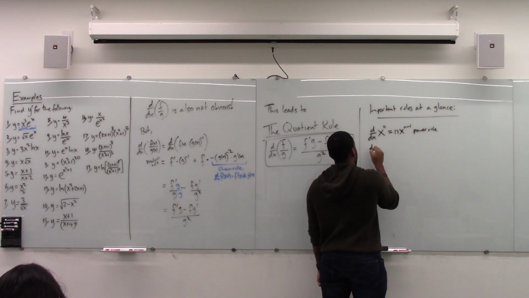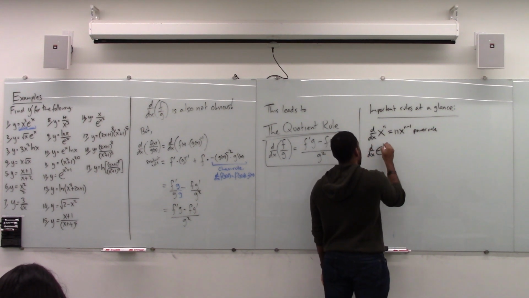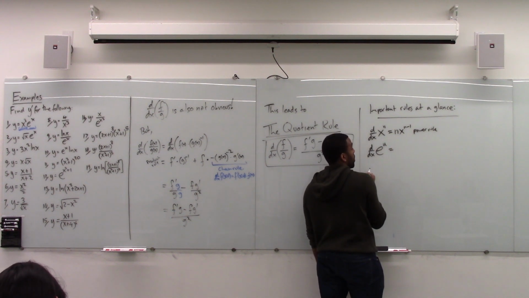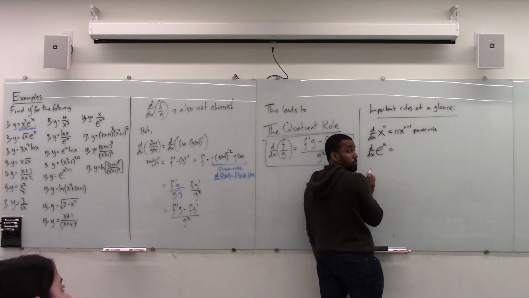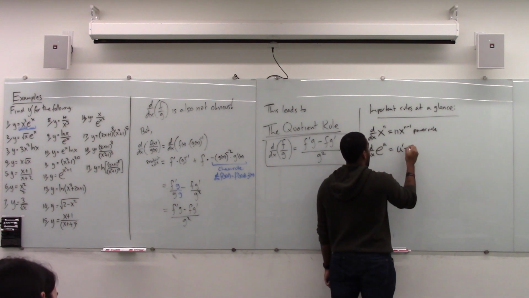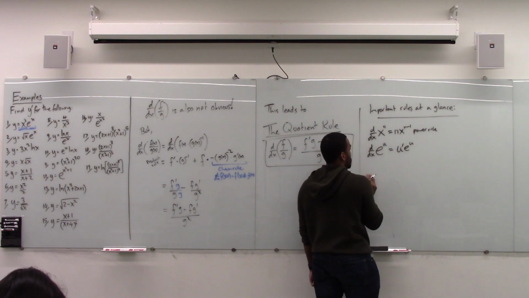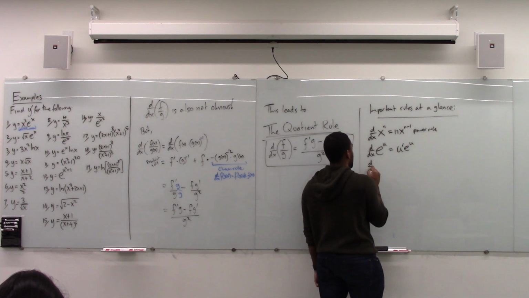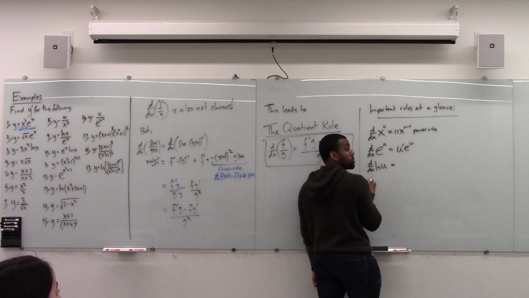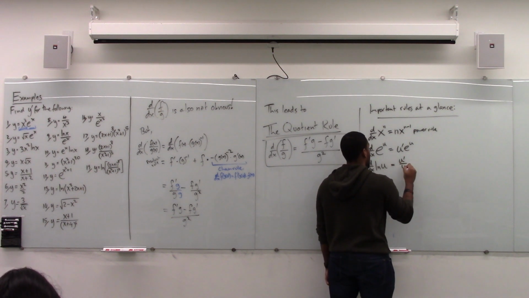I also told you how to differentiate e to some power. How do you do that? The derivative of e to the u is u prime times e to the u. Differentiate the power, multiply by the original function. What about the derivative of the natural log of something? It's u prime over u.